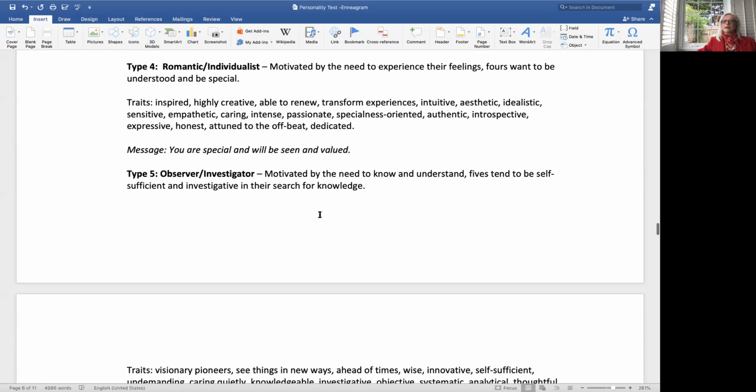Now, the type 4 is the romantic individualist, and this type is generally motivated by the need to experience their feelings. And fours really want to be understood. They want to be authentic. They want to be special. And they have a need to be acknowledged for those differences that they bring to the table. So if you are a romantic individualist, just remember that not everyone may get you. Not everyone is focused on doing something special or unique or new. But many of your traits can serve a team well.